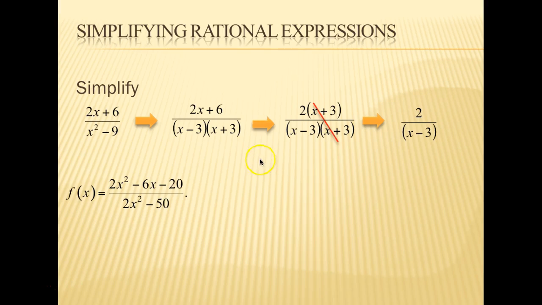Okay. The first thing we want to do is, because I have a multiple of 2 for each term, I can factor a 2 out of each one of these terms. I can also factor a 2 out of each one of the terms in my denominator. And so I can reduce 2 divided by 2 to 1. I can reduce x minus 5 over x minus 5 to 1. And so I'm left with x plus 2 over x plus 5.